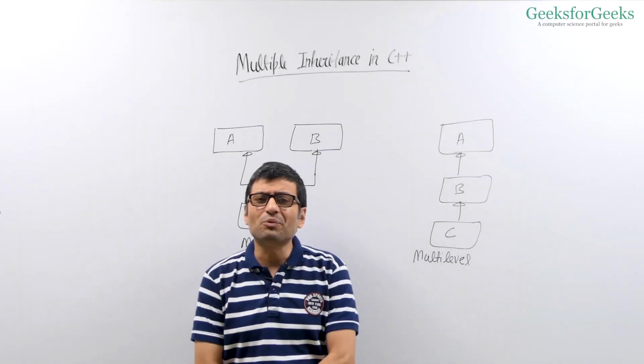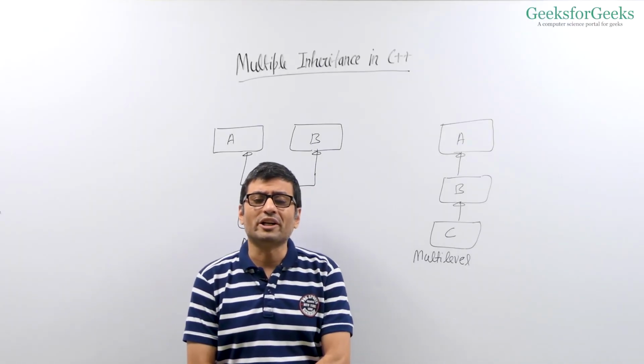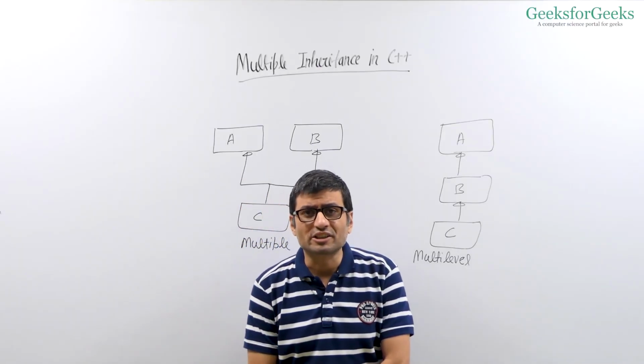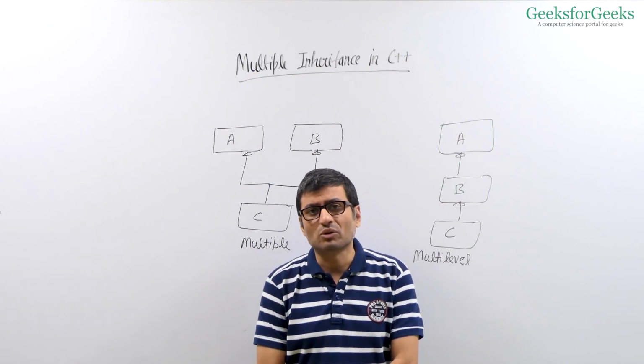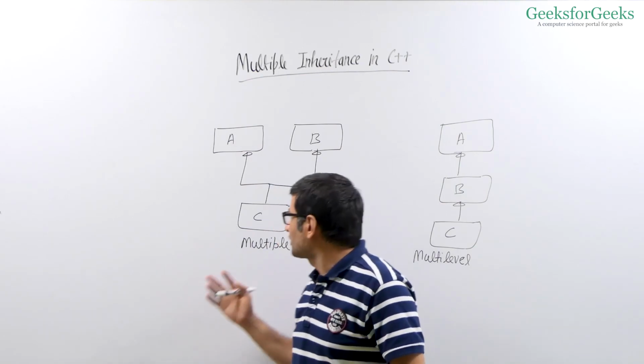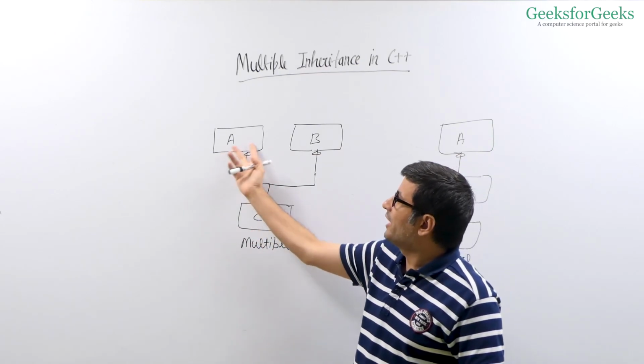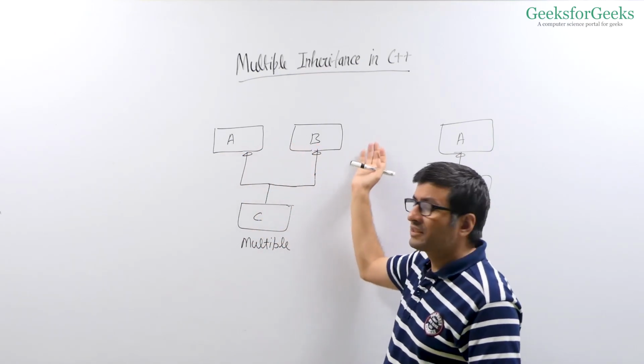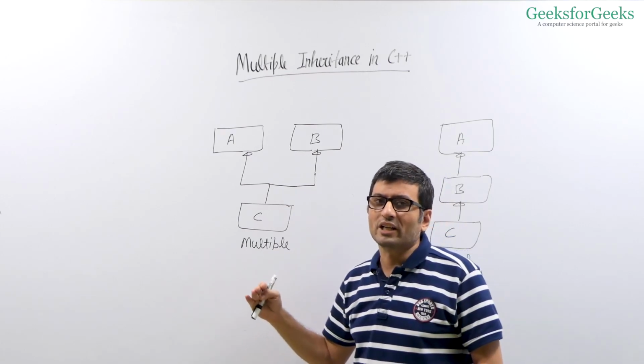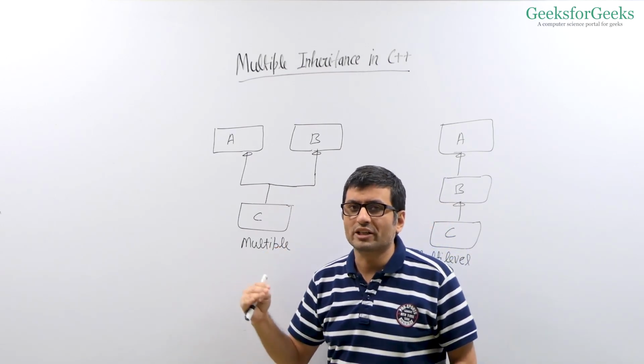Hi, in this video we are going to talk about multiple inheritance. Multiple inheritance is when a class inherits from two or more classes. This is an example of multiple inheritance. Class C inherits from A and B. There might be more classes. So if there are two or more parent classes, then this is multiple inheritance.